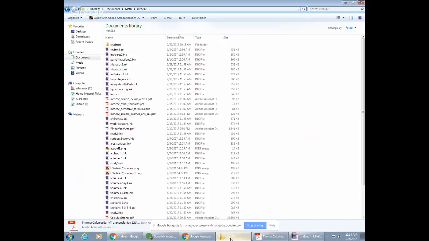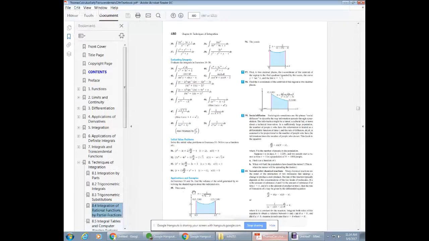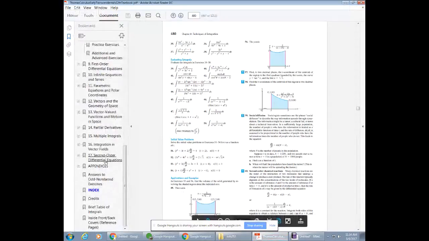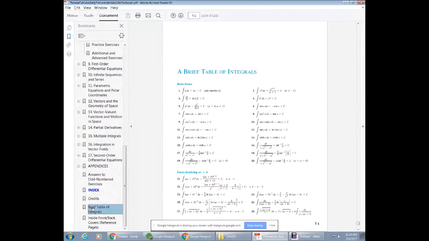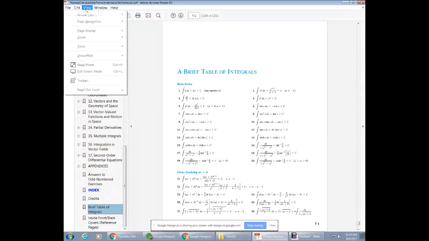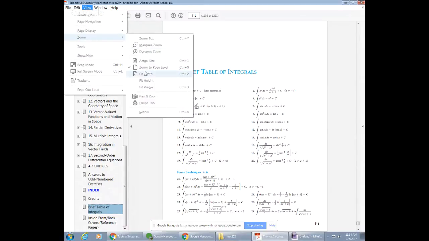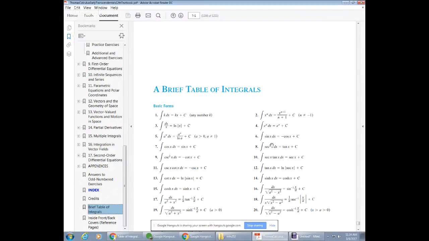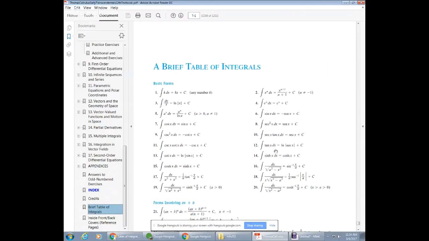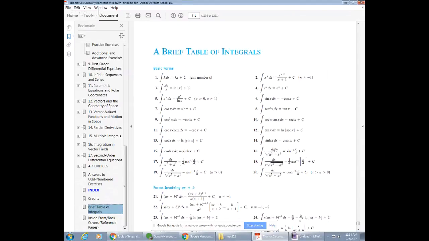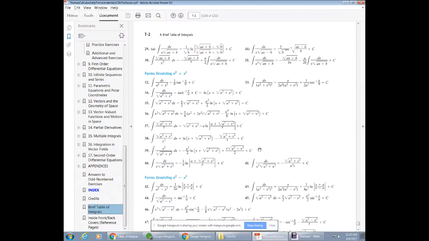Let's see, did I already open it? Oh yeah, over here. So I think it's in the back of the book. Brief table of integrals. And let's expand you. Where's the expand button? Oh, interesting, you disappeared. Huh. View, zoom, width, that's better. So last week you guys started building your own integral table based on the one that was started in the beginning of chapter 8. Here is a more extensive table.